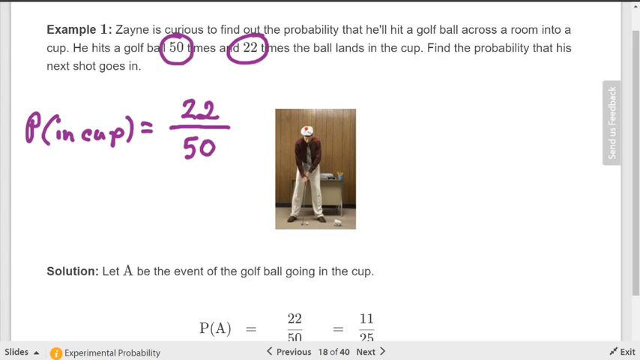Exactly. Remember, even if you don't change it to a decimal and you want to leave it as a fraction, you never leave a fraction without simplifying it. So both of these numbers will at least divide by 2, right? So you'll get 11 over 25. Will that simplify any further? No. So the probability that he's going to get it in the cup is 11 over 25, which you could change into a decimal if you want, if you like them.